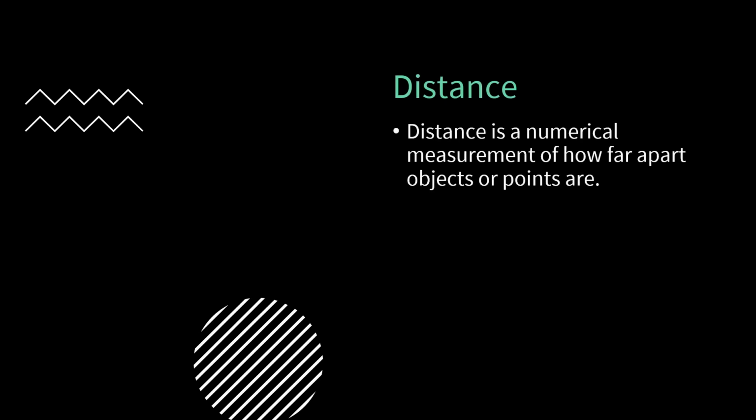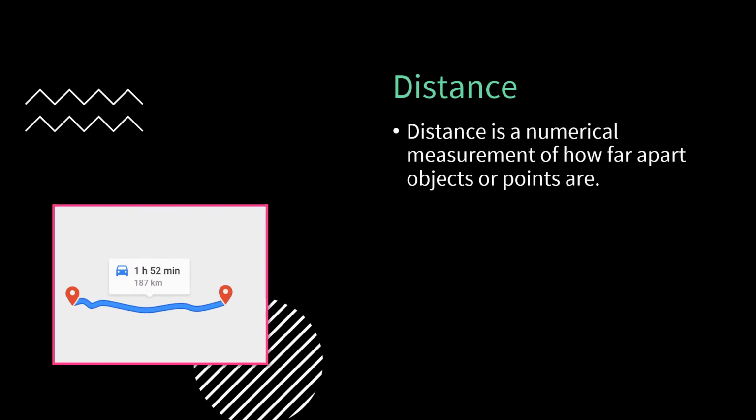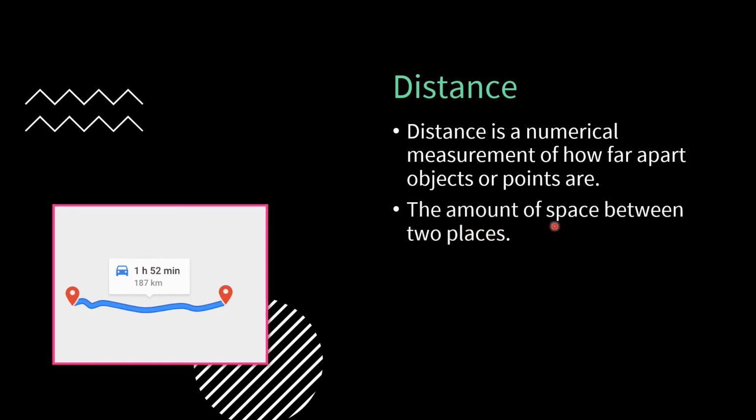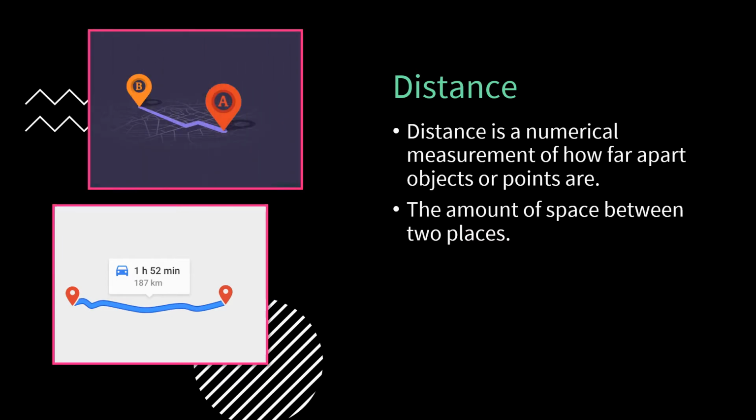Now, we will learn about distance. What is a distance? Generally, distance is a numerical measurement of how far apart the objects or how far two points are. We are very much familiar with this picture. This picture shows a random distance between 2 points, which is approximately 187 kilometers. It says how far two locations are. Or we can simply say distance is the amount of space between two places.